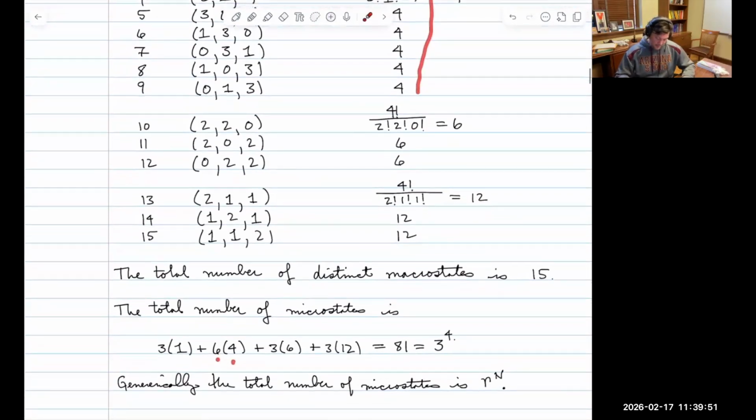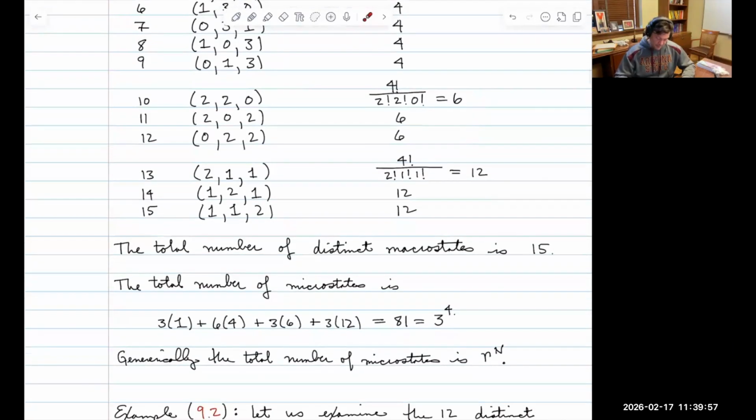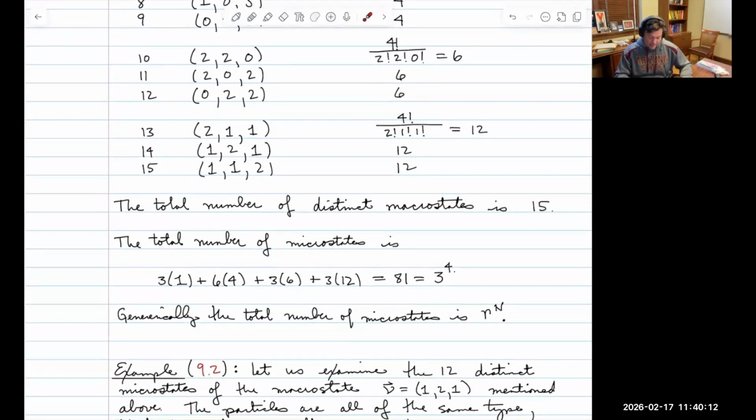There are three macrostates with six microstates in each. And there are three macrostates with 12 microstates in each. If I sum those numbers up, I get 81. This is 3 to the power 4. And in fact, for these cases, we always have this same generic number of microstates.